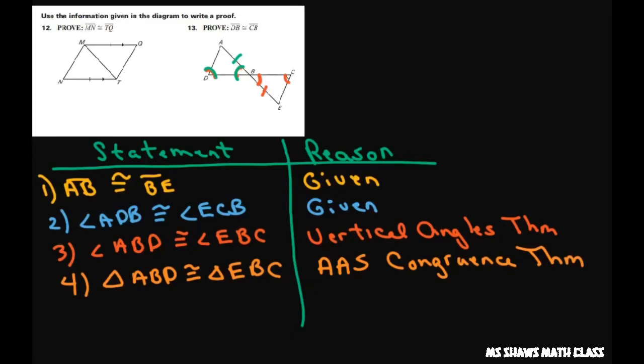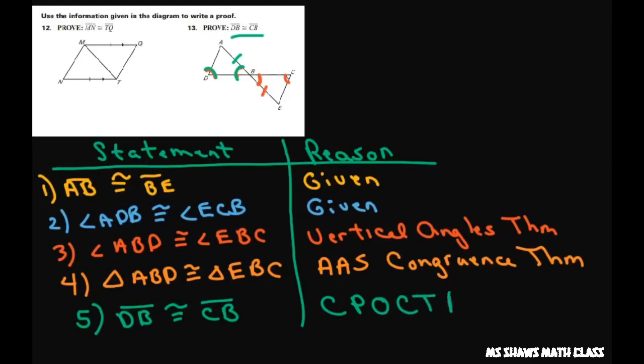And since the triangles are congruent, that means our sides are going to be congruent. So DB is congruent to CB, which is what we wanted to prove. And that's by corresponding parts of congruent triangles are congruent. And that's exactly how you write it.